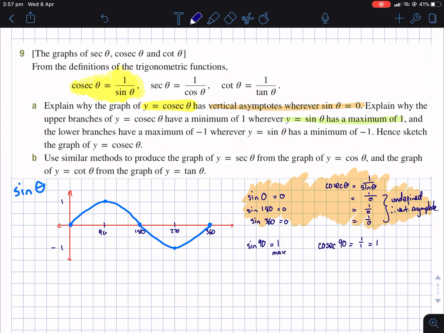If I have, for example, cosec 120, then that's 1 on something that's smaller than 1. So sine 120 is smaller than 1. So cosec 120 is 1 divided by something smaller than 1. If you ever have 1 divided by something that's smaller than 1, for example, let's do 1 divided by 0.86, that gives us 1.16. It's bigger than 1.